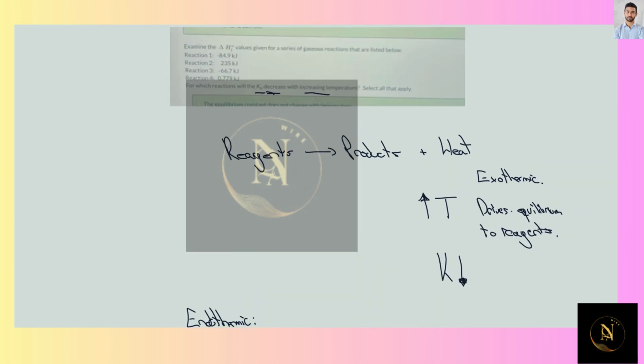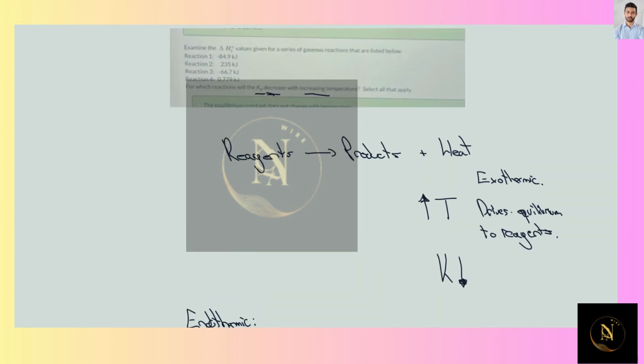So with this information, we can now assess which reactions are going to decrease the value for Kp with increasing temperature, and this is going to be the scenario for exothermic reactions. So which ones are going to be? Well, in this case it would be reaction 1 and reaction 3, the two that are exothermic and that have a delta H lower than 0.